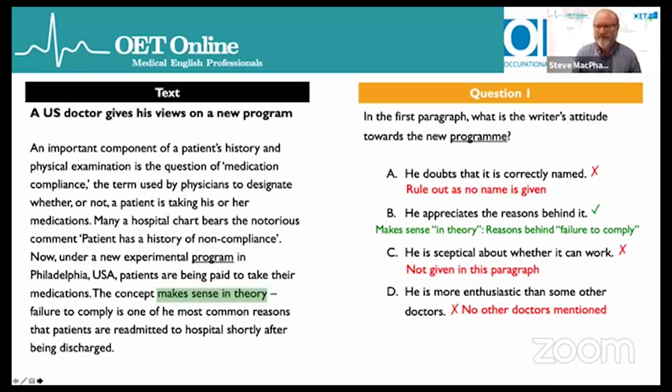The correct answer is actually B, everyone. Makes sense in theory, is what the text says. The concept makes sense in theory. Which concept? The concept to pay patients to take their medication. And he says it makes sense in theory, which means he understands the reason behind it. And the reason behind it is that patients often, there is a failure to comply.